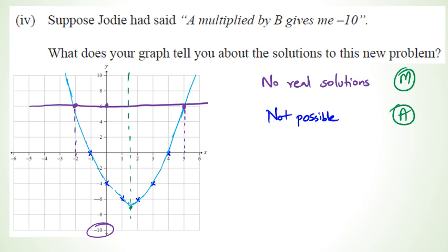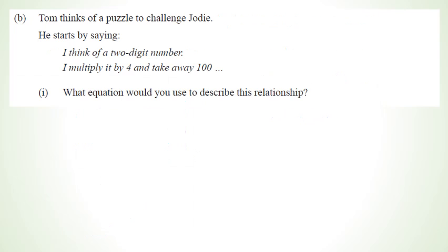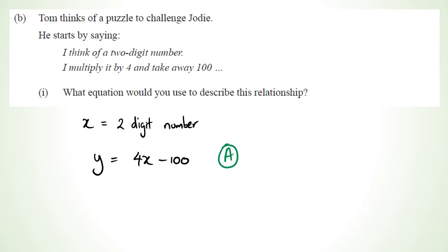Okay, let's go to the next question. So with this question, Tom's thinking of a puzzle as he starts saying, think of a 2-digit number, multiply it by 4 and take away 100. What equations would you use to describe this relationship? So I'm thinking of a number, so maybe put x as the 2-digit number, and I can say y is equal to 4 times x minus 100. And that should get you an achieved.